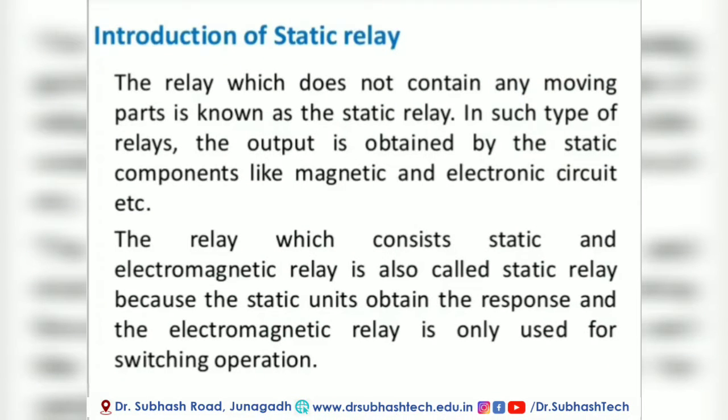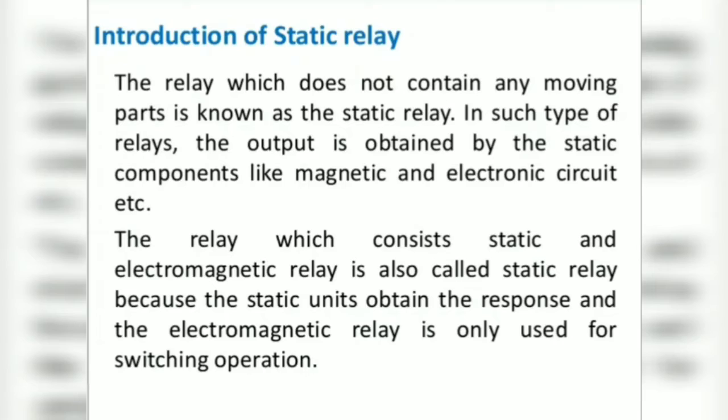The relay which does not contain any moving parts is known as the static relay. In such a type of relay, the output is obtained by static components like magnetic and electronic circuits. A relay which consists of static and electromagnetic relay is also called a static relay, because the static unit obtains the response and the electromagnetic relay is only used for switching operation.